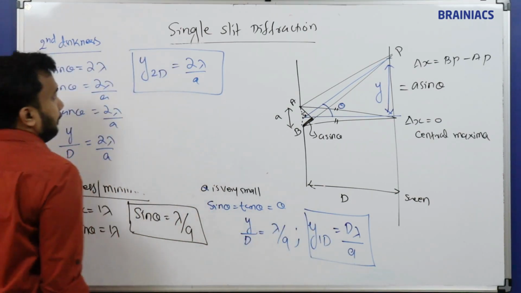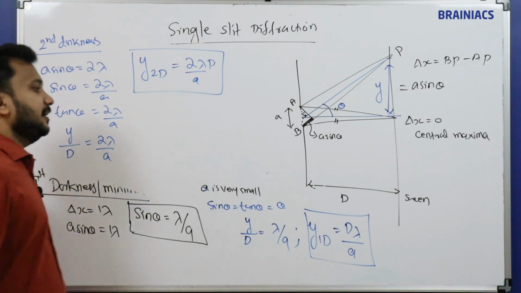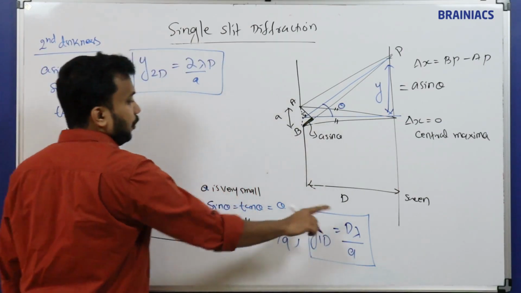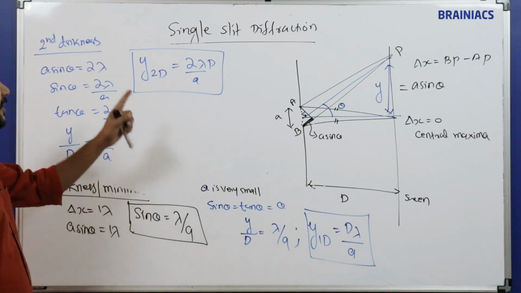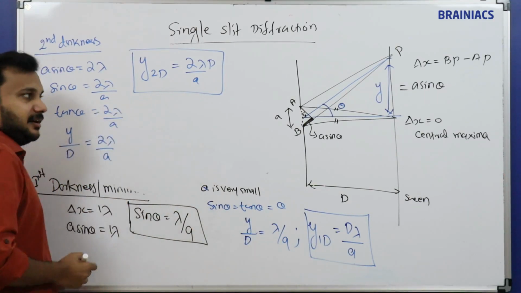First darkness is 1 D lambda by A, and D will go to here, like 2 lambda D by A. So it's 1D lambda by A, and here 2D lambda by A. This is the expression for the second darkness.